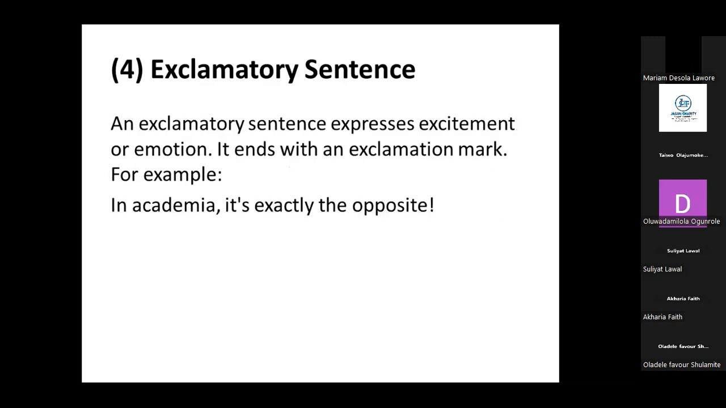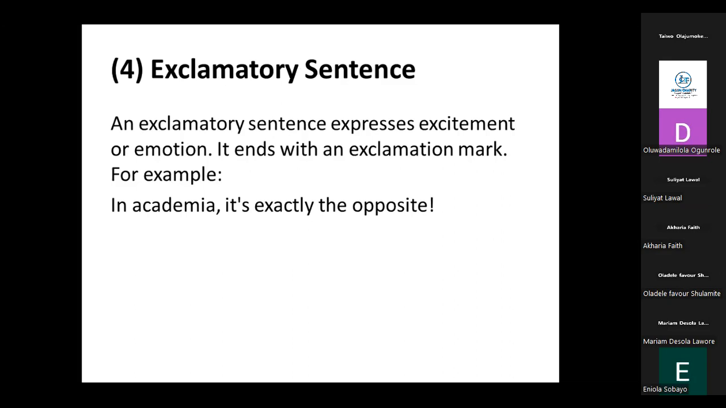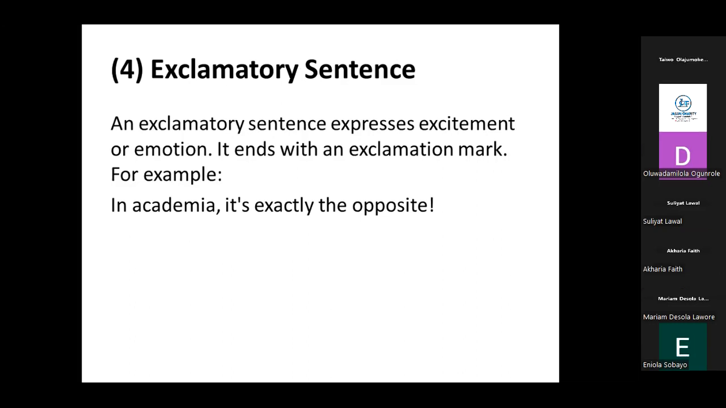And lastly, the exclamatory sentence. The exclamatory sentence expresses excitement or emotions, and then it ends with the exclamation mark. If you have the exclamation mark there, you don't need to add a full stop. So the exclamation mark represents what you call your full stop, provided you are not expressing a declarative statement. So I want you to put that to mind and know that these are the ways you can use a sentence. So that is the end of our class today.